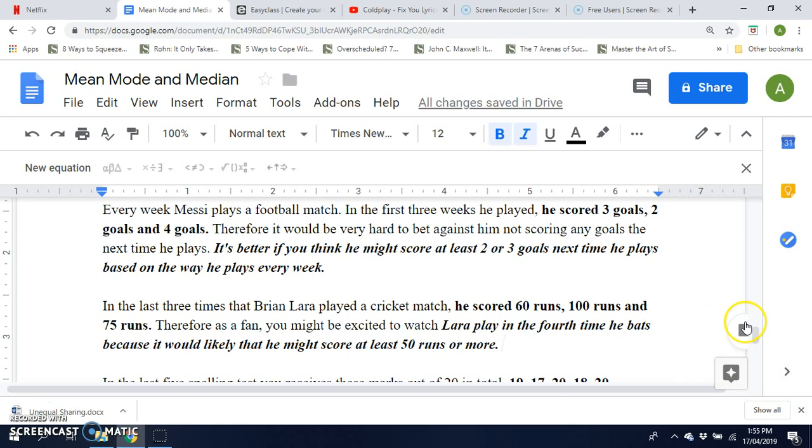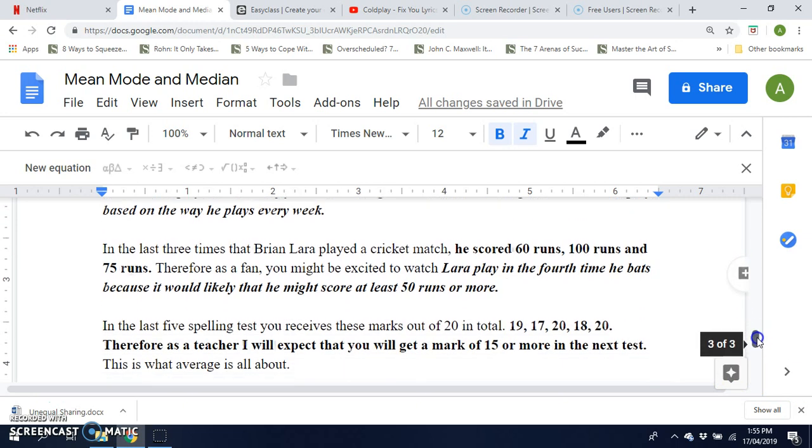Look at it in our situations, most likely, well, exams and tests. In the last 5 tests, I know I give spelling every week, right? And every time I give a spelling test, you get 19, you get 17, you get 20, you get 18, you get 20. Now, you could be sick one day and get 5. You could not learn your work and get 0. That could happen, yes. But I, as a teacher, if I know these are your marks, 19, 17, 20, 18, 20, then I am going to expect the next time you're going to get 15 or more. 15 or more is going to be a high number.